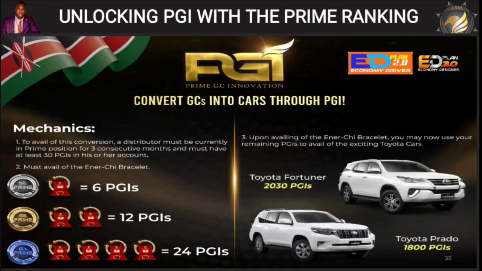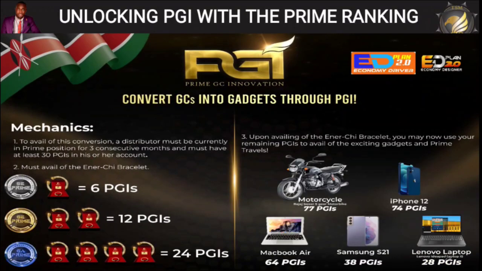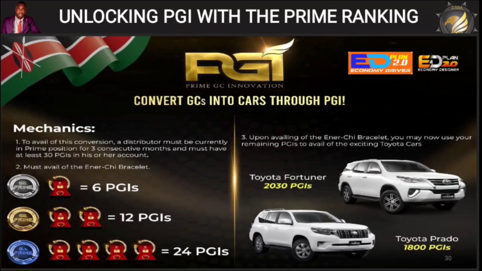Now, you can see here the third point: upon unveiling of the NHE bracelet, you may now use your remaining PGIs to avail the existing gadgets and Prime travels. This means the remaining points can give you a chance to travel around the world, and also a chance to redeem these gadgets that you see here on the screen, including the car. If you want to redeem a Toyota Fortuner, you need 2030 Prime gift PGIs. Then the Toyota Prado will give you 1800 PGI. That is how you get to redeem your PGI.